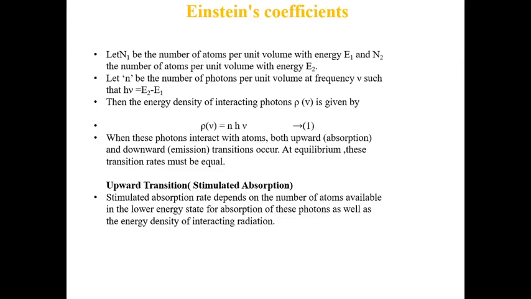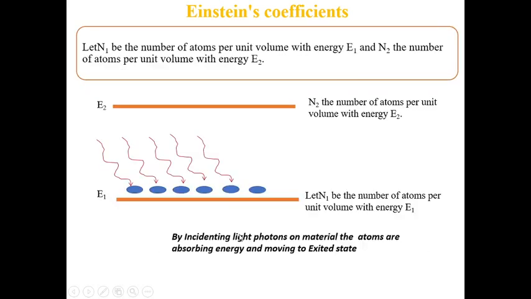Einstein coefficient: the number of atoms per unit volume with energy E1. So here n1 is the number of atoms present per unit volume with energy state E1. You can see that this is the energy state, and how many particles are there here? This number of particles is said to be n1.